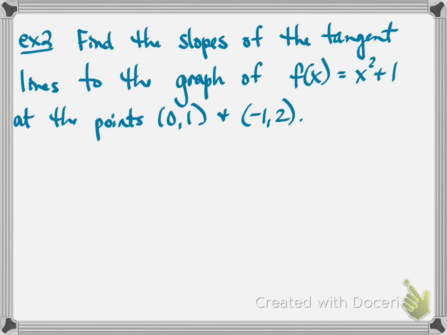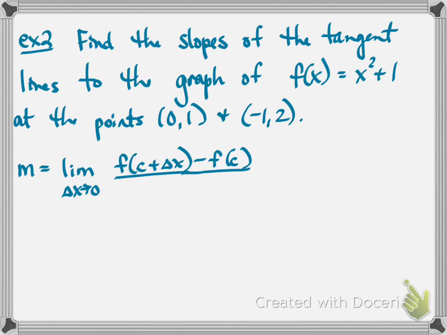So we want to find the slope of the tangent line. We're going to use that limit definition of slope of tangent line. And if I'm going to use this first point, 0, 1, then the c value is the x value. So I will be doing it at c equal to 0. So let's go ahead and substitute that in.